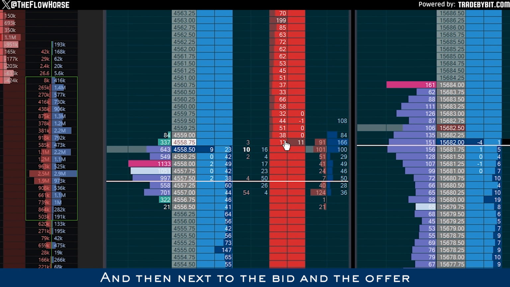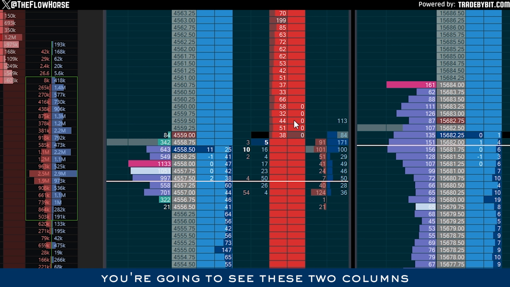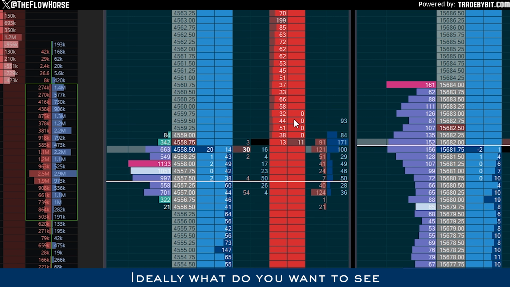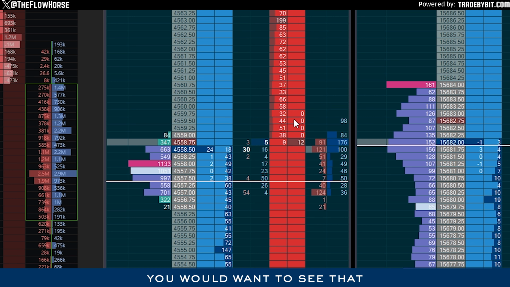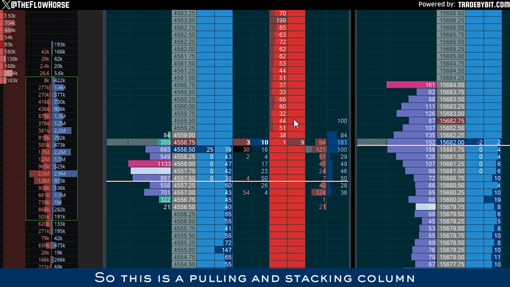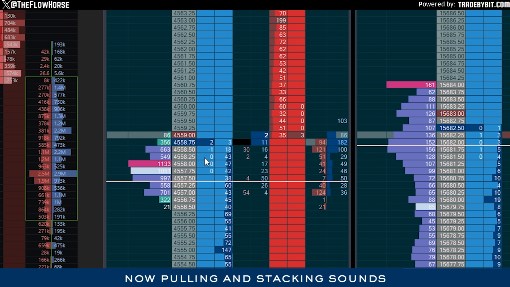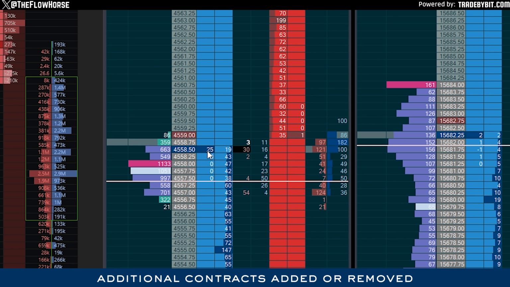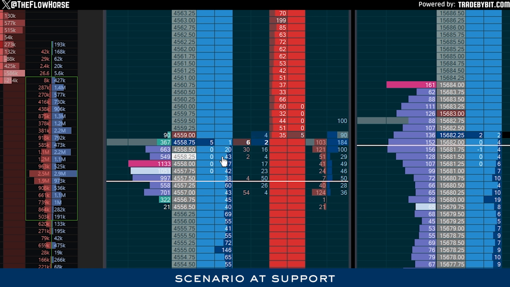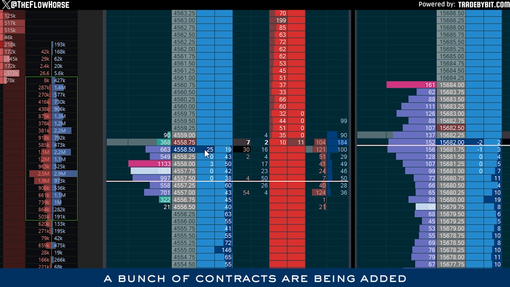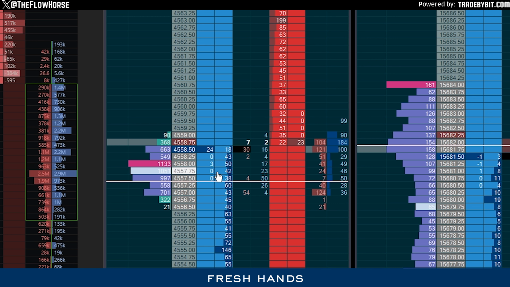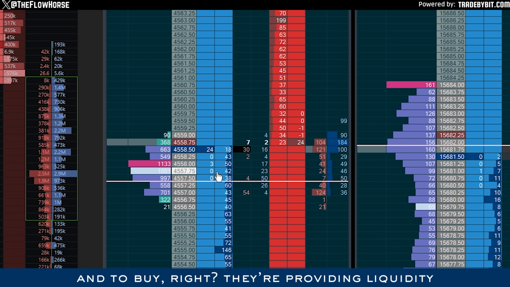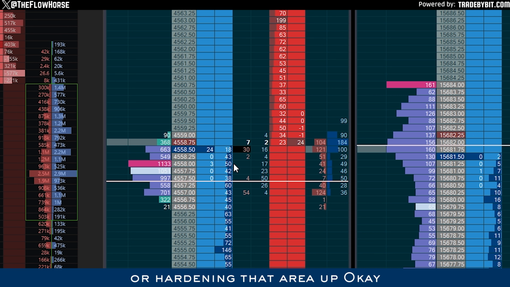And then next to the bid and the offer, you're going to see these two columns. Now, if we're looking at support or resistance, we'll talk about support in this case. Ideally, what do you want to see if you're looking to buy support? You would want to see that other people want to buy it with you. Okay. So this is a pulling and stacking column. Now, pulling and stacking is very simple, right? You're seeing additional contracts added or removed. So best case scenario at support is what? A bunch of contracts are being added, right? We're seeing fresh hands come in to take advantage of those prices and to buy, right? They're providing liquidity and sort of stiffening or hardening that area up.